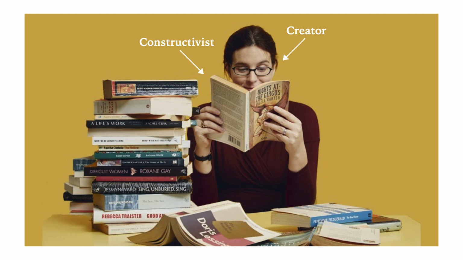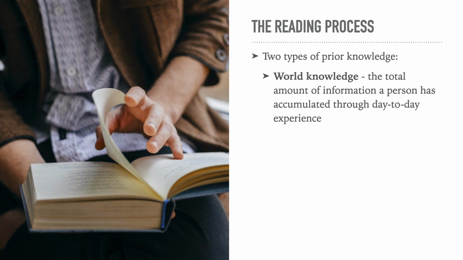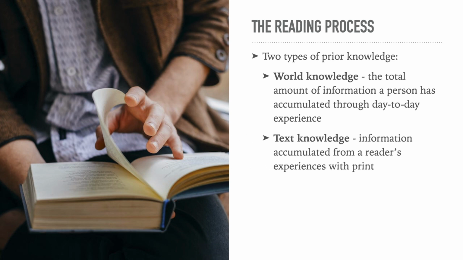Let us now look at the reading process. The reading process becomes effective when prior knowledge and previous experience are involved. The two types of prior knowledge are world knowledge, which is the total amount of information a person has accumulated through day-to-day experience, and text knowledge, which is information accumulated from a reader's experience with print.